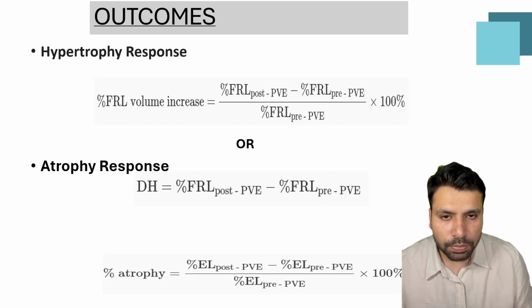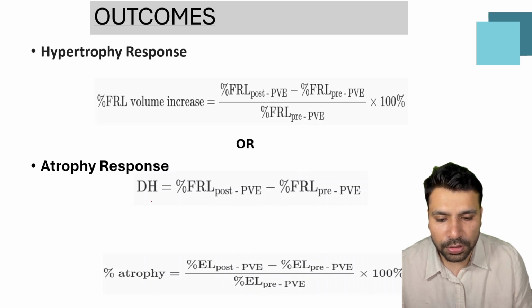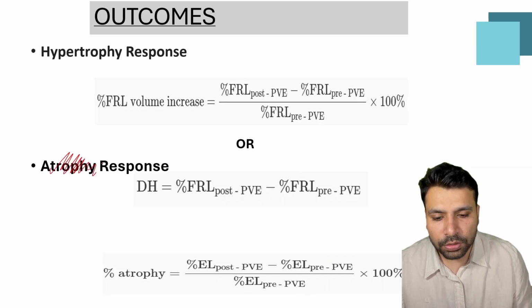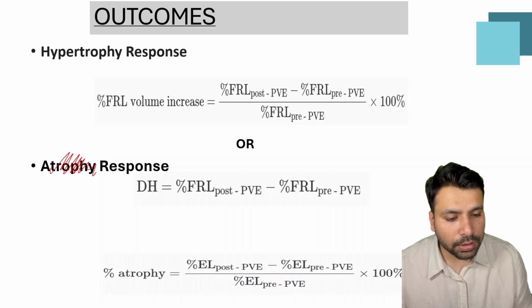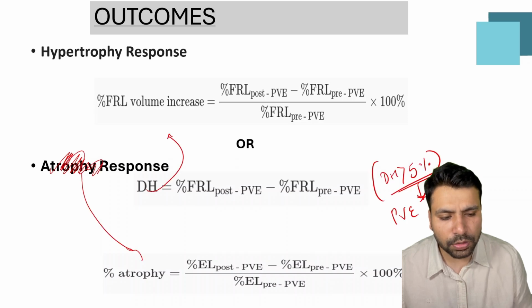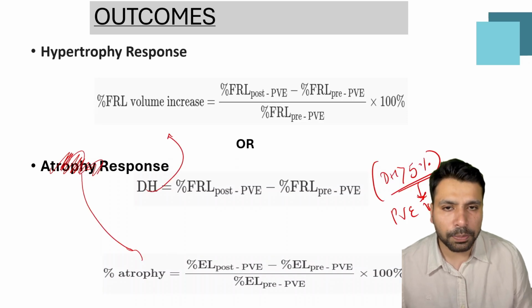How to assess response? The hypertrophy response, the percentage of volume increase, is the post-PVE minus pre-PVE upon pre-PVE, times 100. Or the degree of hypertrophy. This is not atrophy. This is wrong. Atrophy is this. Degree of hypertrophy is equal to the percentage of FLR post-PVE minus the percentage of FLR pre-PVE. If DH is more than 5%, that means your portal vein embolization is good. You have achieved sufficient hypertrophy.